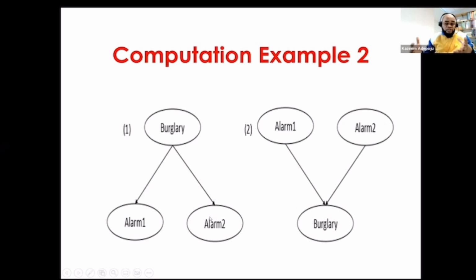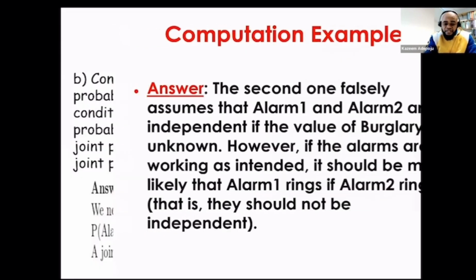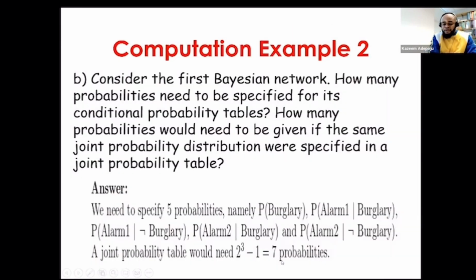Of course, the possible way is going to be 2 raised to power 3 minus 1. The 2 is the levels, each of them, so that you have burglary or not, alarm 1 going on or not, or alarm 2 going on. Because you have two levels each, and there are 3 of them, that's basically going to be 2 raised to power 3. So 2 raised to power 3 minus 1 would basically be 7. That's what you have here.